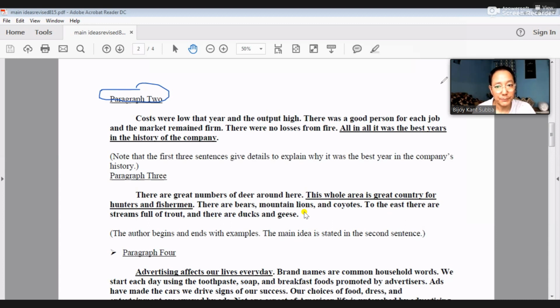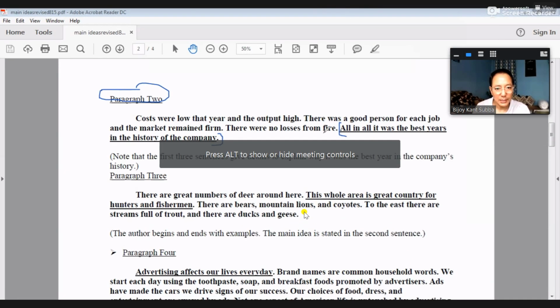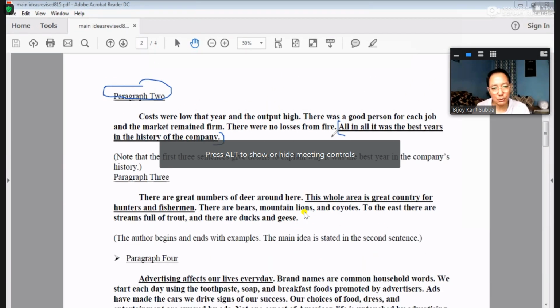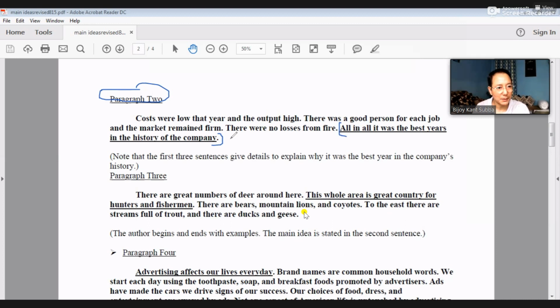First example, the topic sentence was in the first sentence. Now here, this is the topic sentence, and the main idea is right here. It's at the end. So, all in all, it was the best year in the history of the company. Why was it the best year? Some supporting ideas. The costs were low, and the output was high. Number one. Number two, there was a very good person for each job and the market remained firm. And the third, there were no losses from fire. So because of these three reasons, it was the best year for the company. So look at it, topic sentence answer. First example, my topic sentence was the first sentence, your last sentence.